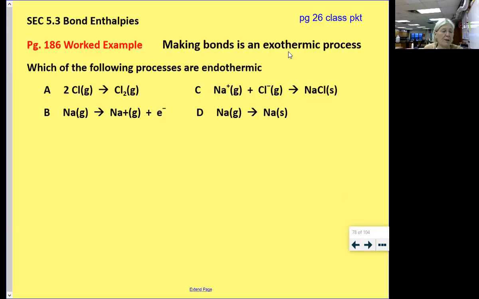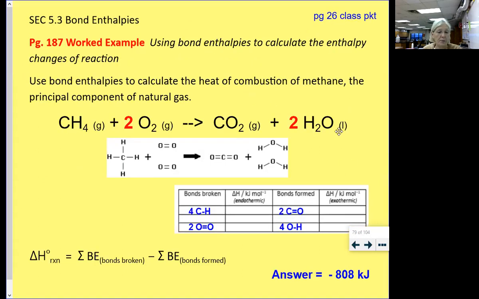There are some worked examples here on page 26 that I'd like you to do. These worked examples are asking you which of the following processes are endothermic, A, B, C, or D. Good concept question. Work example in your book on page 187, but I've got it in your class packet. Another good one for you to work and check your answer here.